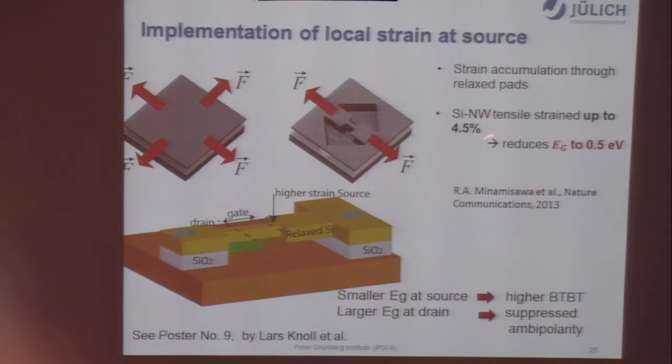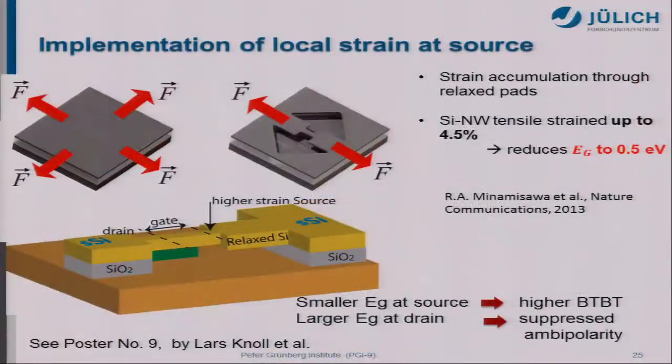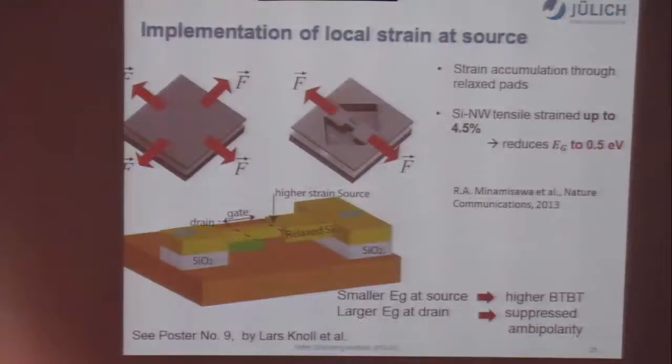So they measured the strain. They got a maximum strain of 4.5%, and in this case the band gap of silicon is reduced to 0.5 eV. So we try to use this concept for TFETs, and we also try to locally increase the strain at the source to channel junction. In this case, we keep the drain side at a lower strain level in order to suppress the bipolar behavior. You can see the poster by Lars.